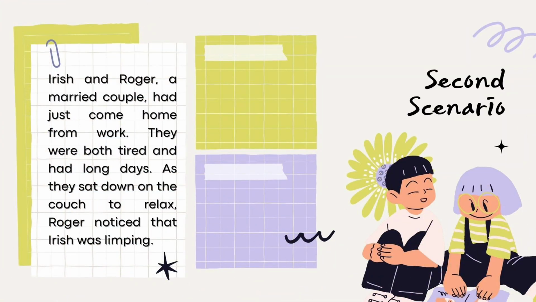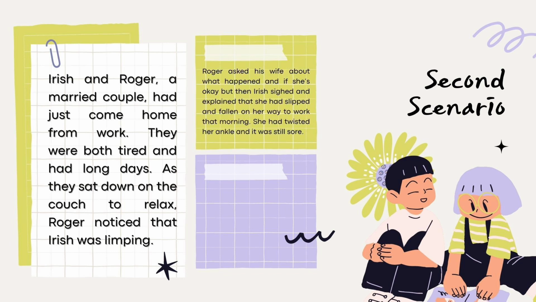Now, let us also take a look at our last scenario. Irish and Roger, a married couple, had just come home from work. They were both tired and had long days. As they sat down on the couch to relax, Roger noticed that Irish was limping. Roger asked his wife about what happened and if she's okay. But then Irish sighed and explained that she had slipped and fallen on her way to work that morning.